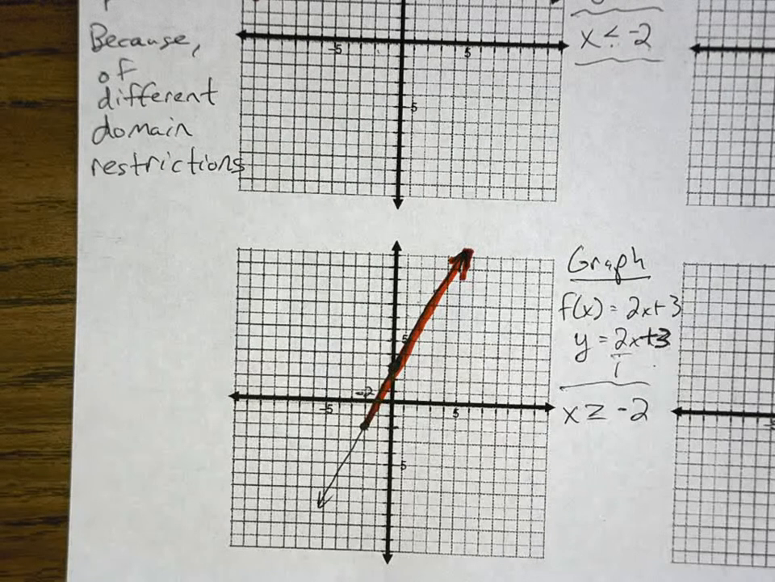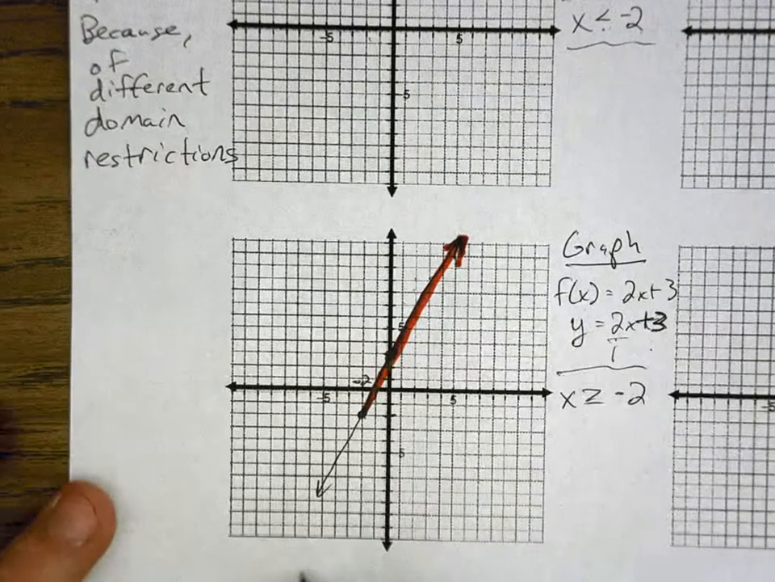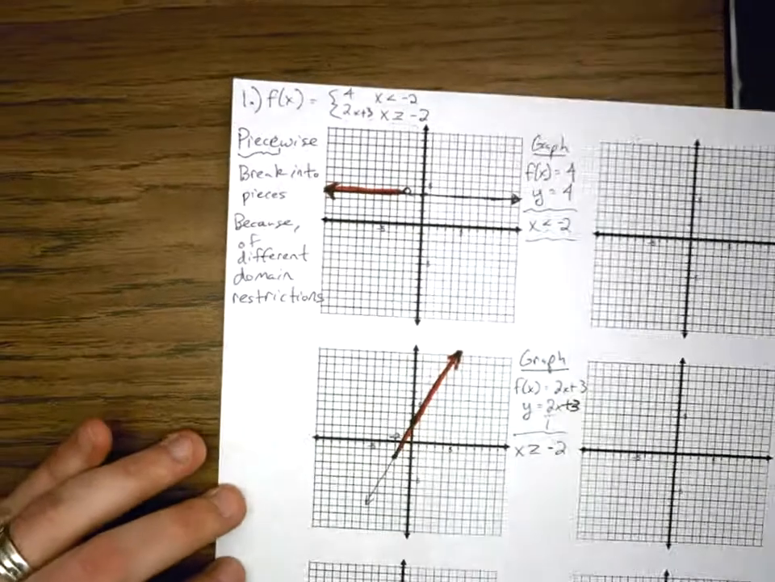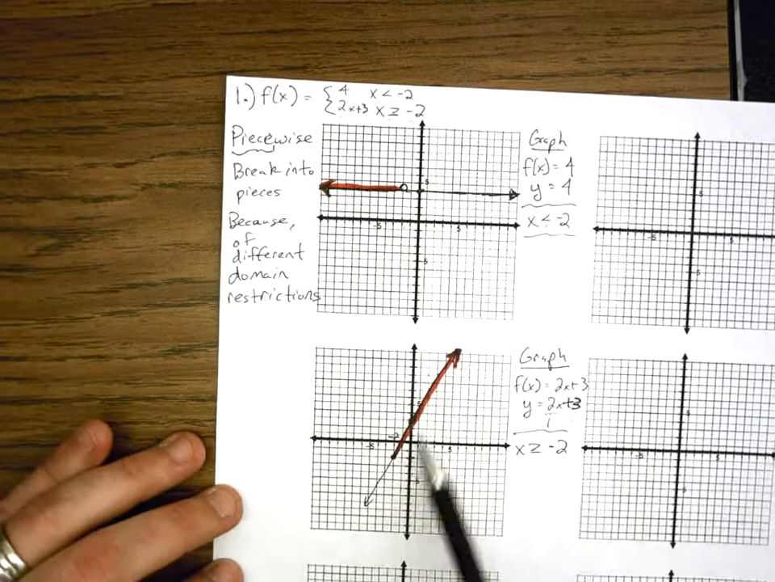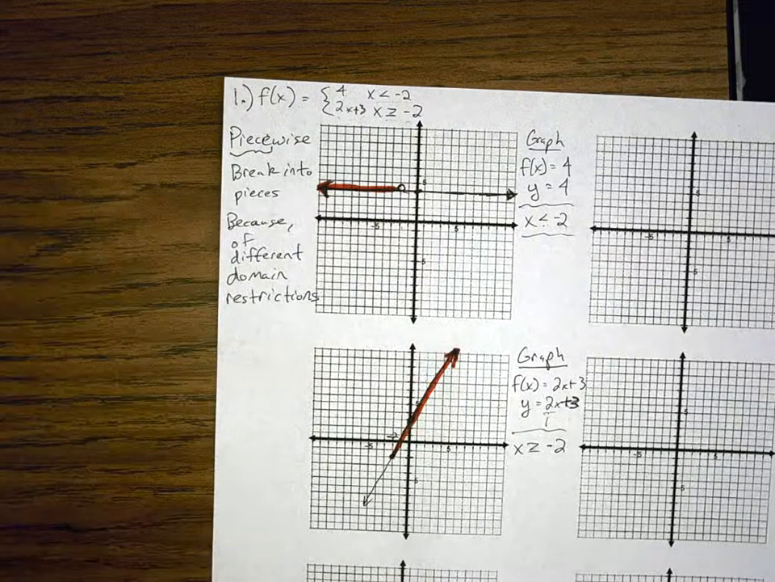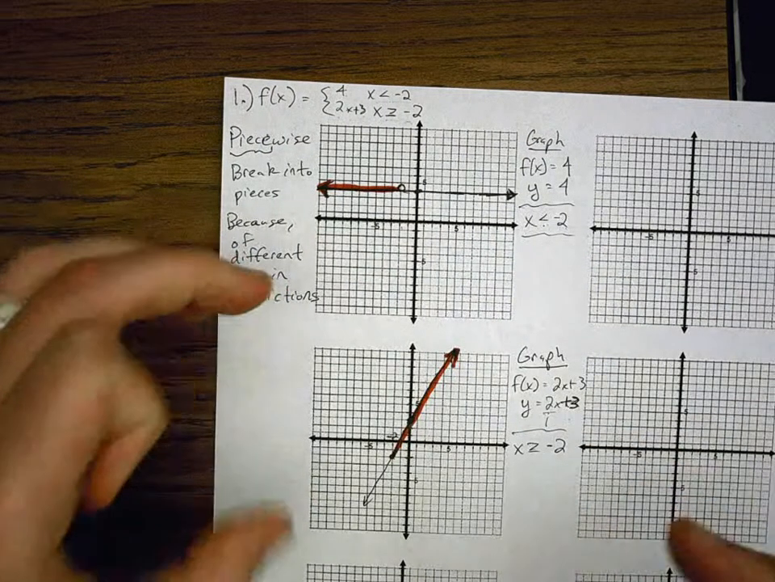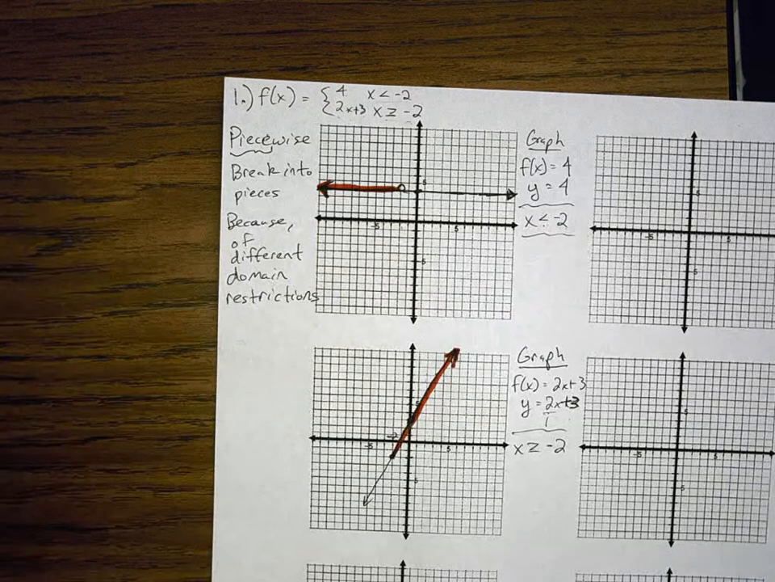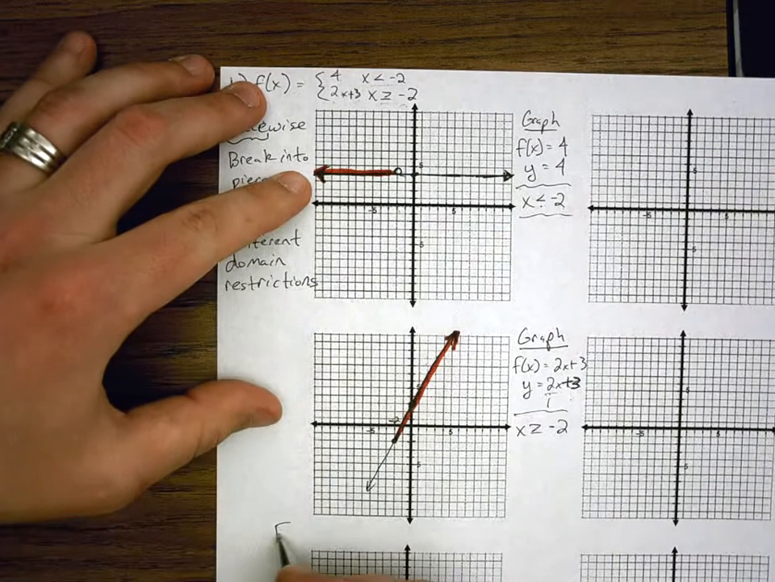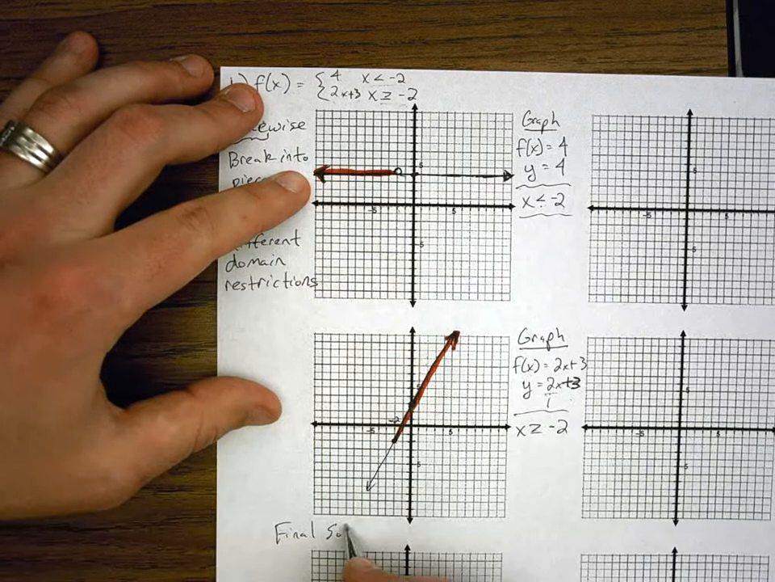But wait, I did the graphs separate. Your final product will be taking both of these graphs, this graph and this graph, the bolded pieces, and drawing them on one graph. Just the bolded pieces, because those are based on your domain restrictions. Okay? So this is the final solution.